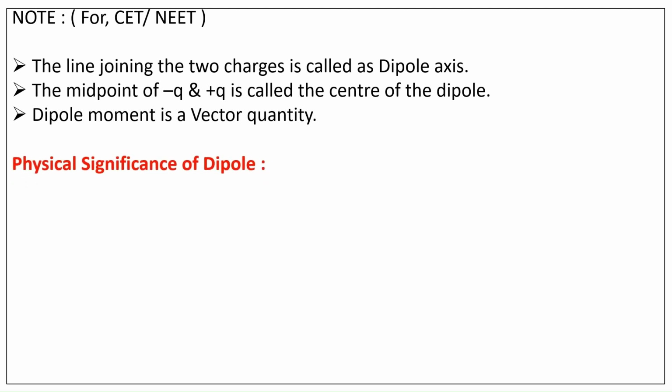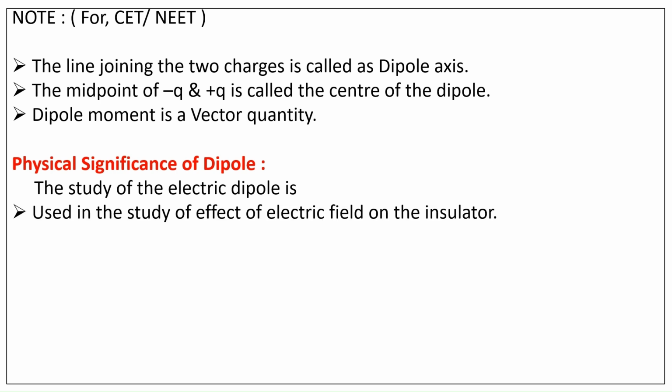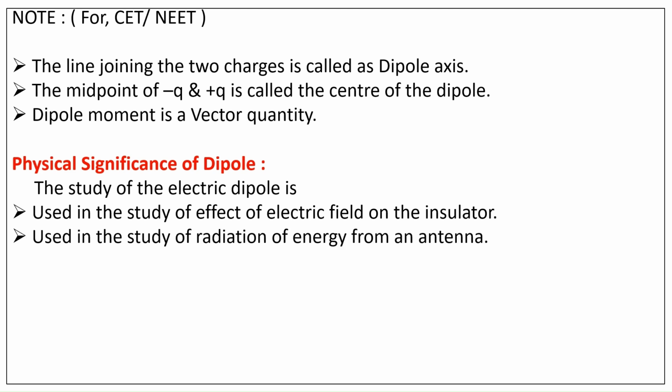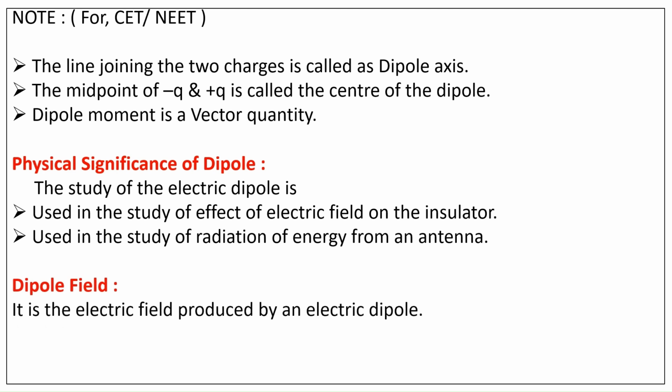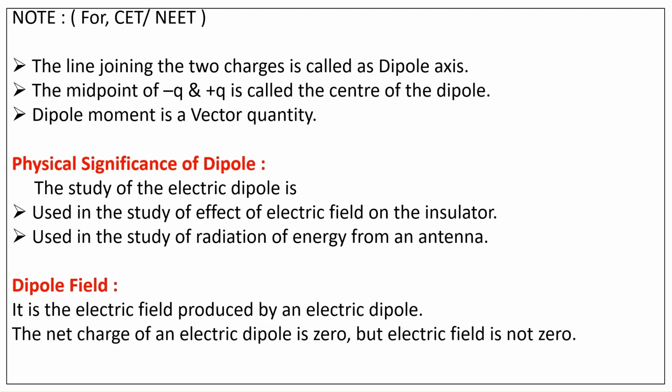Physical significance of dipole. The study of the electric dipole is 1. Used in the study of the effect of electric field on the insulator. 2. Used in the study of radiation of energy from an antenna. Dipole field: it is the electric field produced by an electric dipole. The net charge of an electric dipole is 0, but the electric field is not 0.